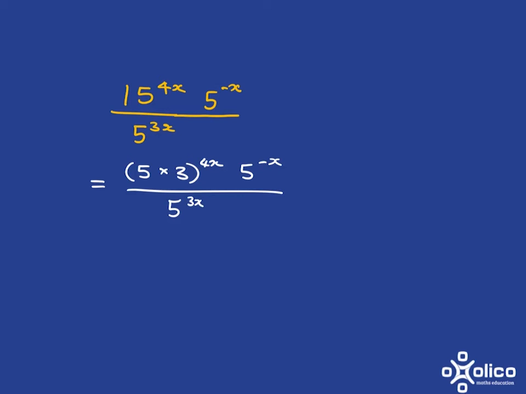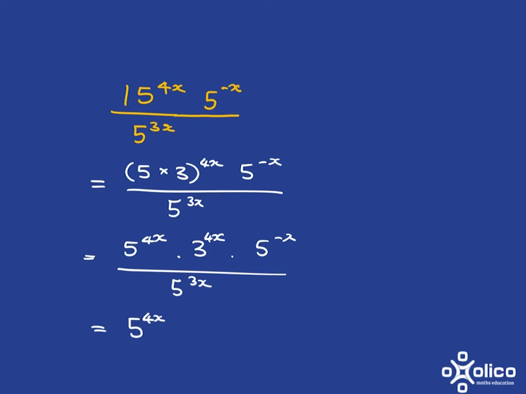And so what we get here is that we've got 5 to the 4x, and then 3 to the 4x, and then 5 to the negative x, and then 5 to the 3x. So what we can simplify and sort down are the things which have the 5 as the base, because we can only use our rules of exponents when everything has the same base. And so we get 5 to the 4x plus negative x, and then subtract 3x, and that 3 to the 4x we can do nothing with.